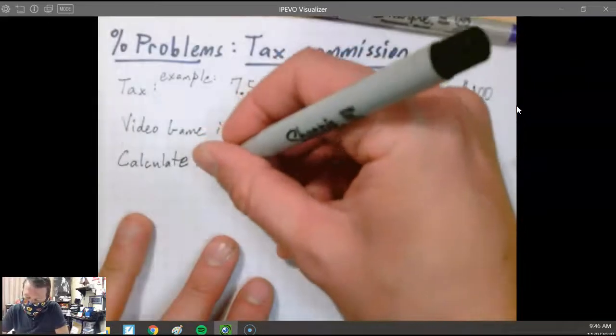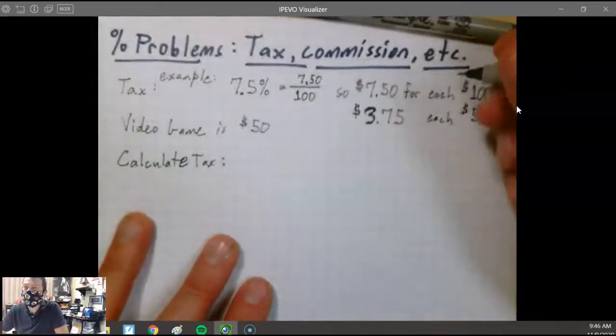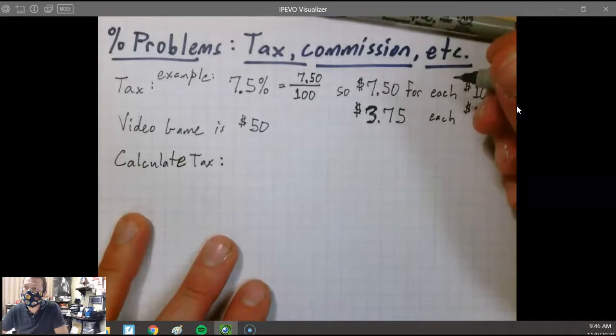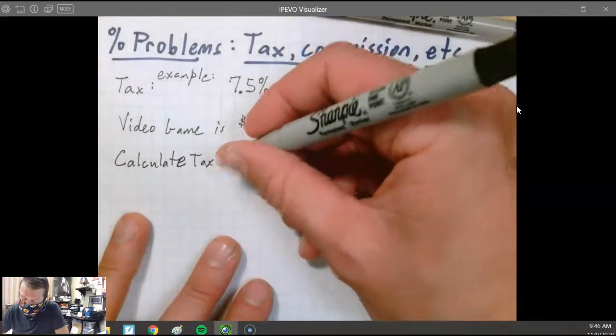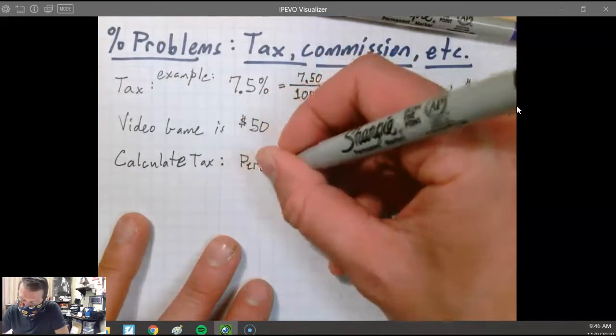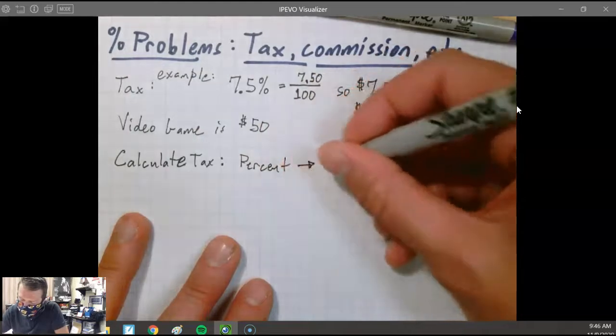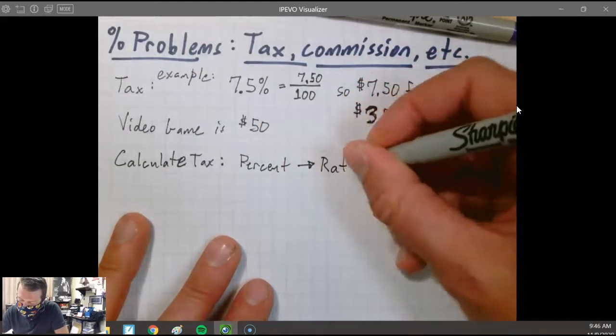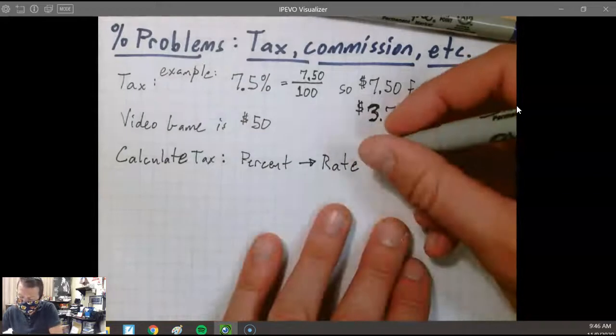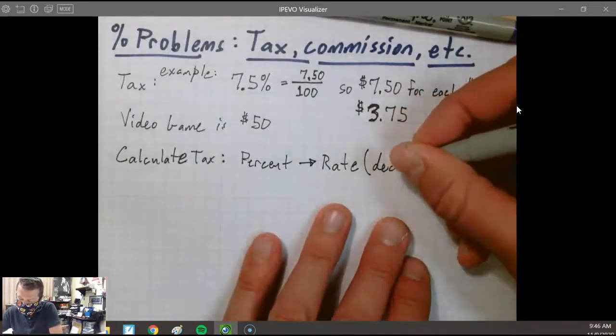To calculate tax, we first have to convert the percent into a rate. So guys, please, I know some of you are not taking notes. Please pick that pencil back up. We want to convert the percent into a rate, which really just means the decimal form.